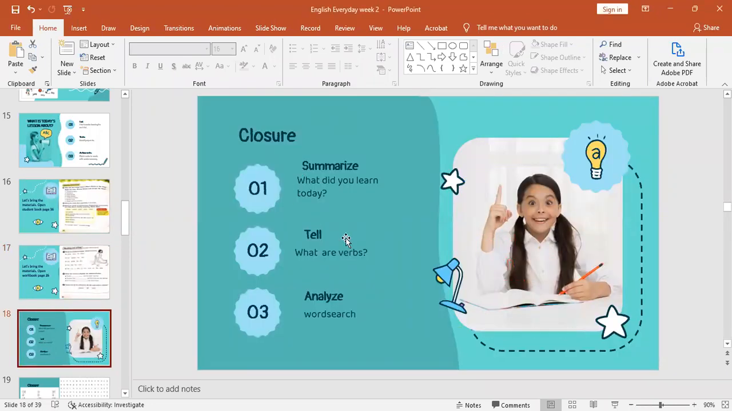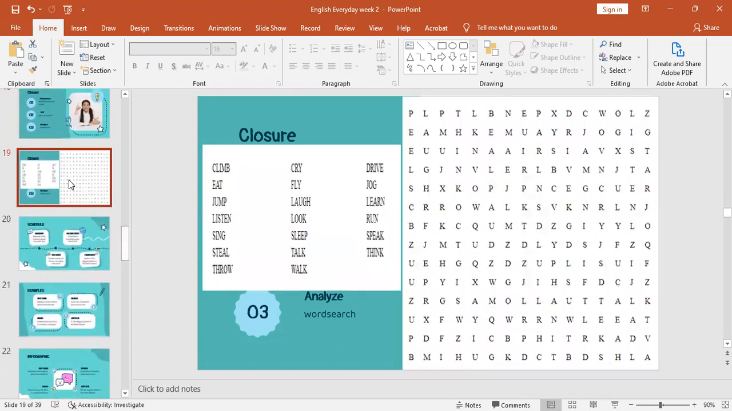Okay. So for us to close, I want you to summarize what you understood today. Tell us what verbs are. And then finally, you do this word search. Okay, we search for these verbs. So try to do it by yourself. I'm going to send it on Fedena. So we'll try to do it, okay?